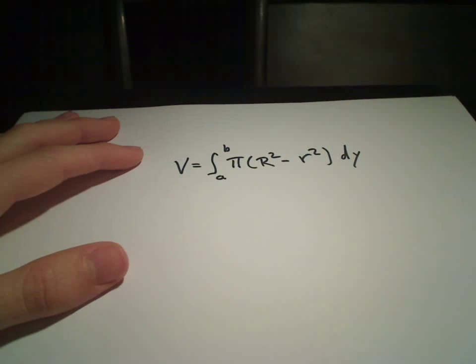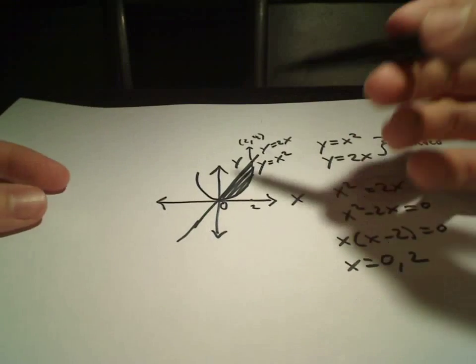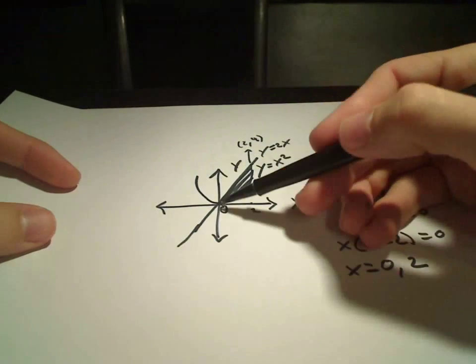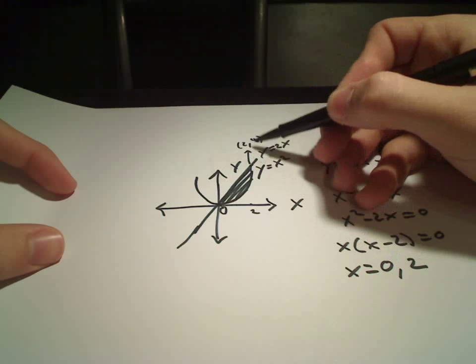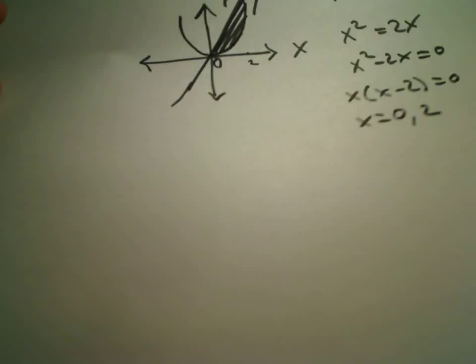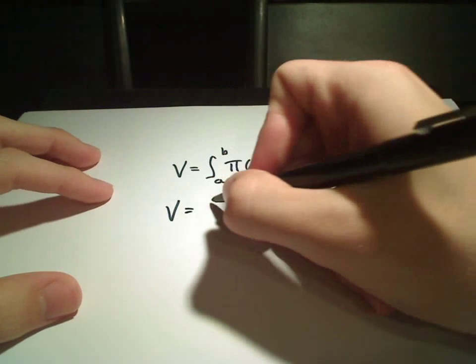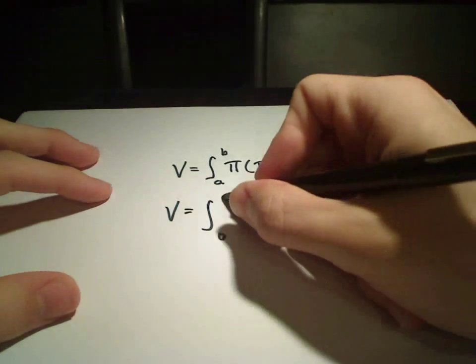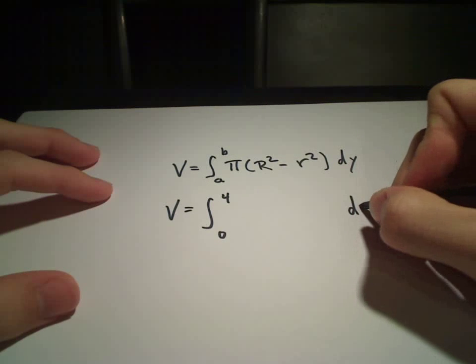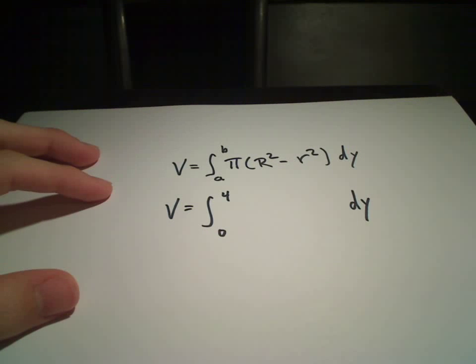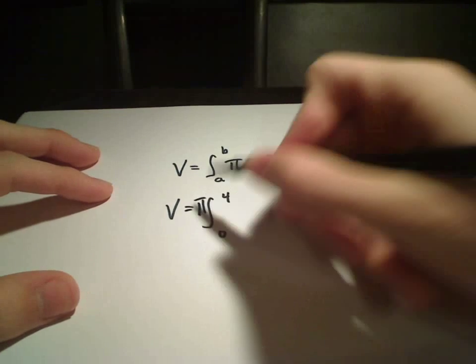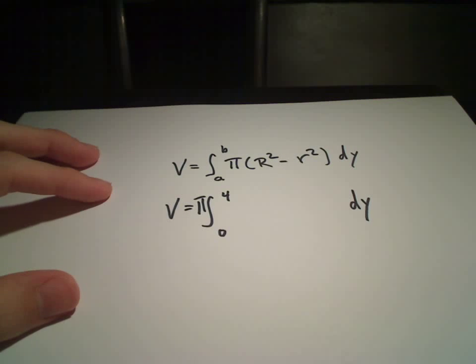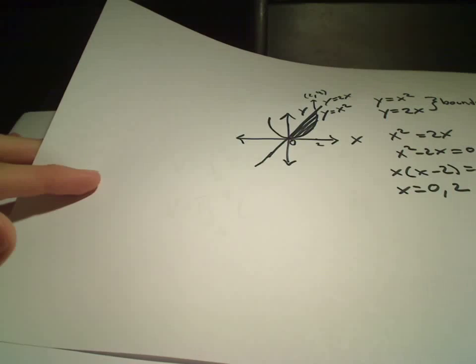So if we look at our graph, where are we going to be integrating from with respect to the y-axis? Well, from 0. And what's the tallest point? 4, according to the y-axis. So we're going to be integrating from 0 up to 4, with respect to y. Fine, easy. And this pi right here is a constant, and as we know with integrals, you can pull the constant out in front. Now all we need to do is get our outer radius minus our inner radius.